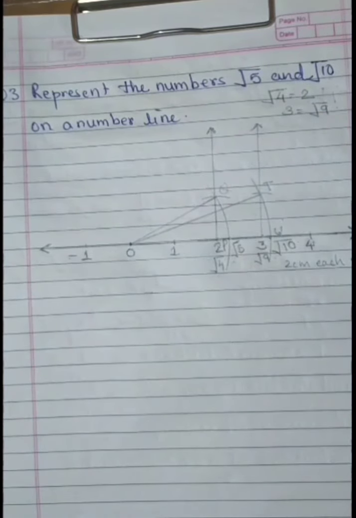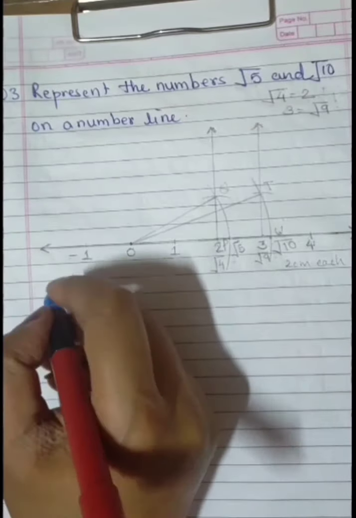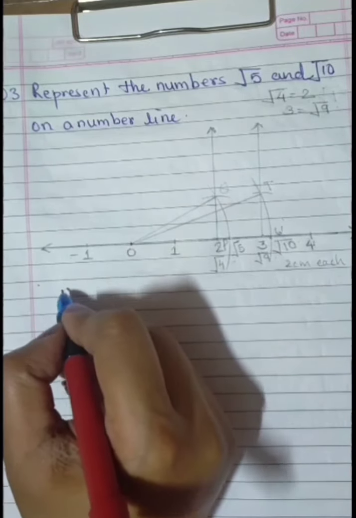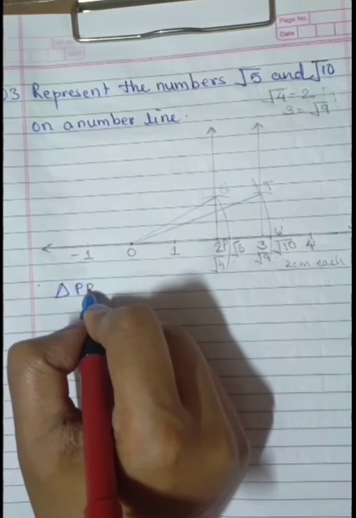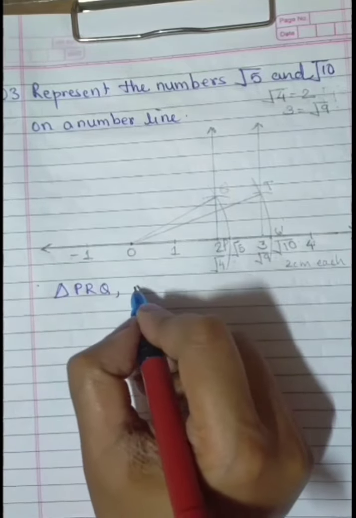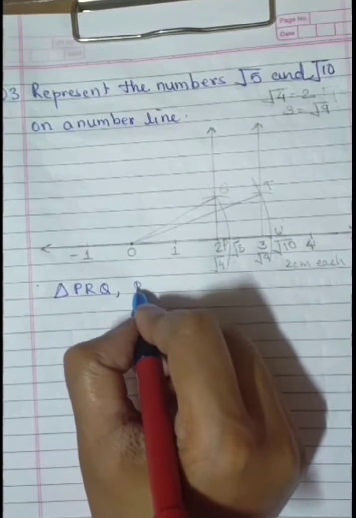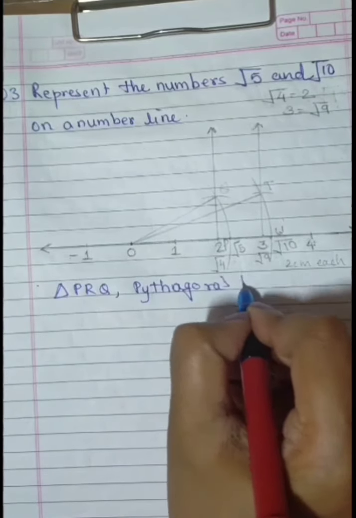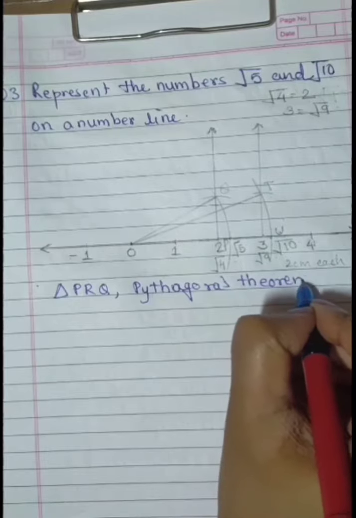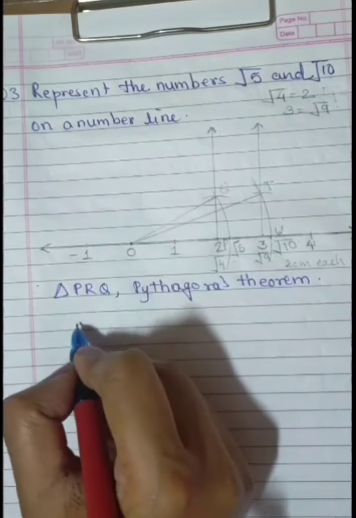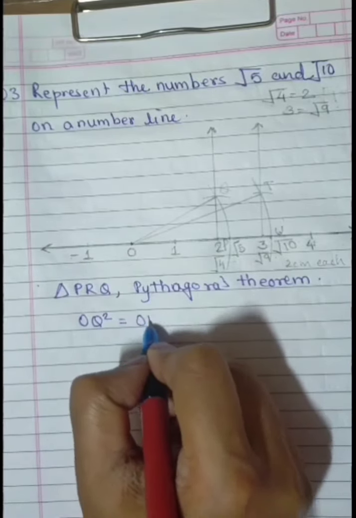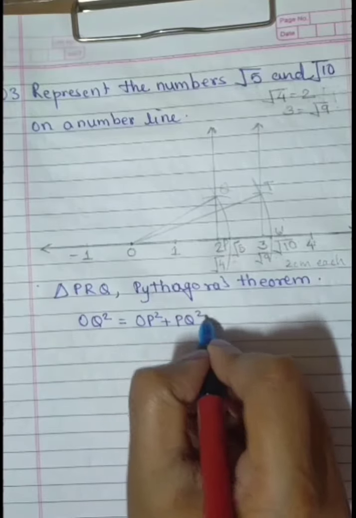Now I am writing. Now as you can see, we have solved this. Now I am writing Pythagoras theorem, triangle PRQ, Pythagoras theorem. Now OQ square equal to OP square plus PQ square.